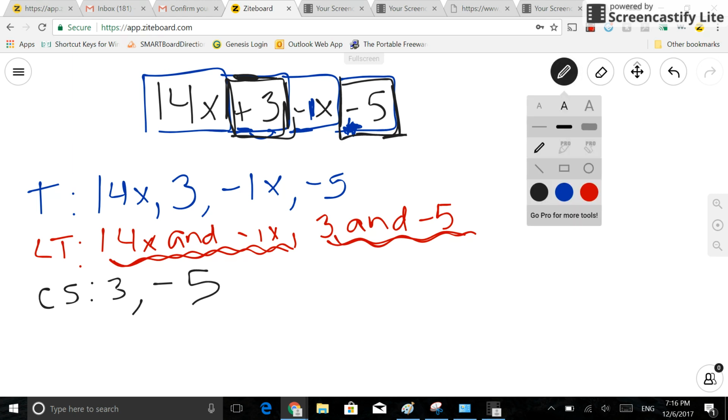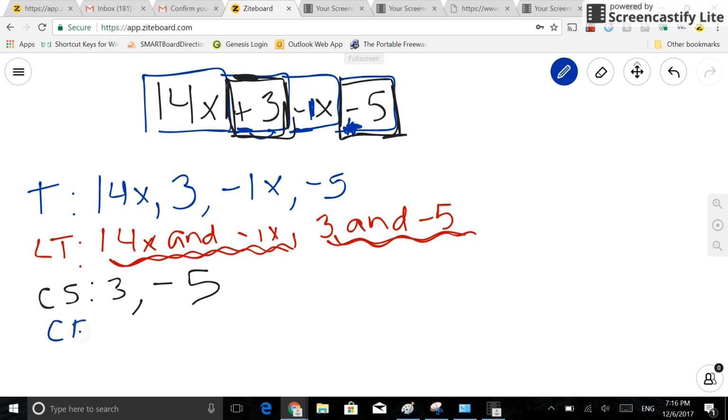Okay, your coefficients are the numbers that are in front of the variable. So 14 is a coefficient, negative 1 is a coefficient. Why? Because they are in front of the x's.